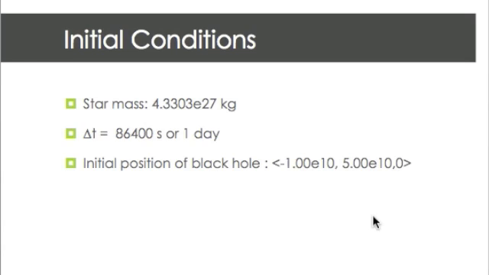The initial conditions included the star mass at 4.3303 times 10 to the 27th kilograms, delta t, which is equal to 86,400 seconds, or 1 day, and the initial position of the black hole, which is -1 times 10 to the 10th in the x direction, and 5 times 10 to the 10th in the y direction.